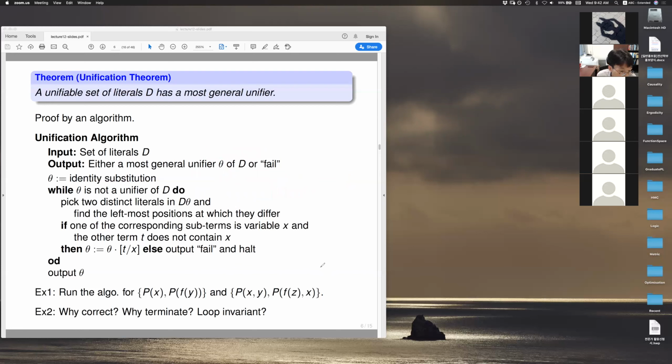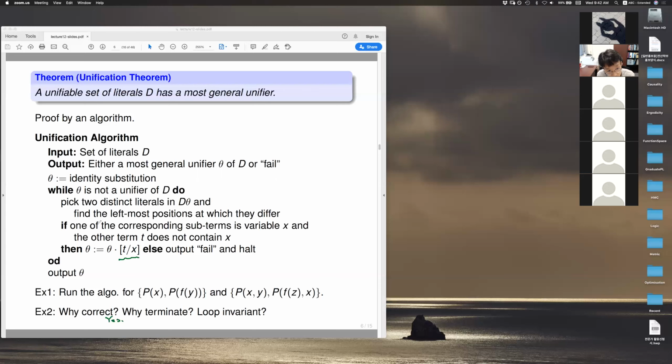And this algorithm is correct, actually. The answer for the first is yes. We're going to look at it in more detail in the next slides, but it terminates. That's because each iteration of this loop will reduce the number of variables that appear in the set of literals D. Whenever we extend the substitution by this extra step, t will not contain variable x. That's one of the conditions of this if-then-else statement, which means that if we apply substitution theta, variable x will disappear completely.